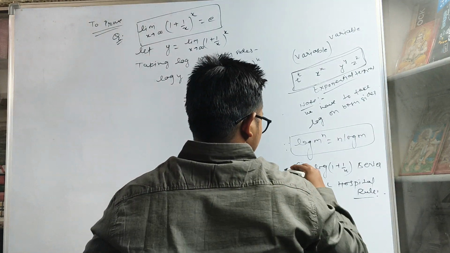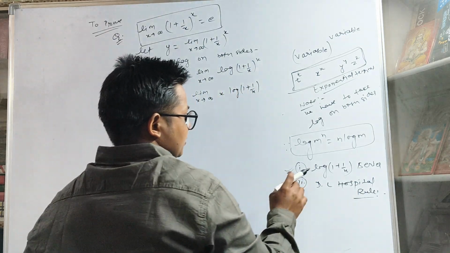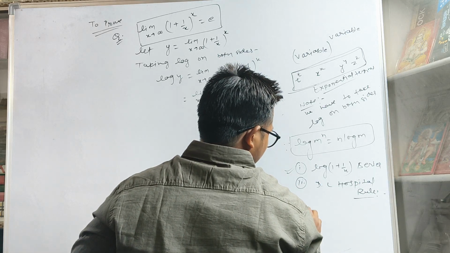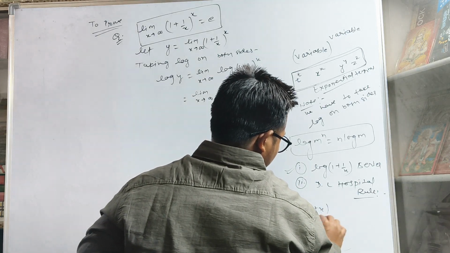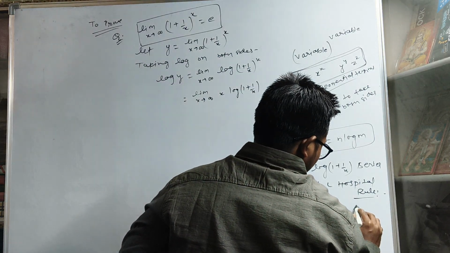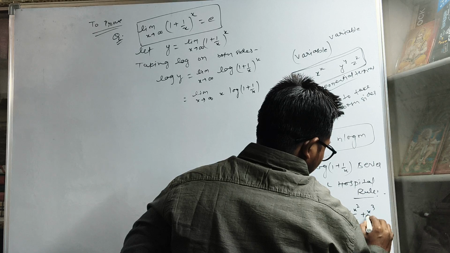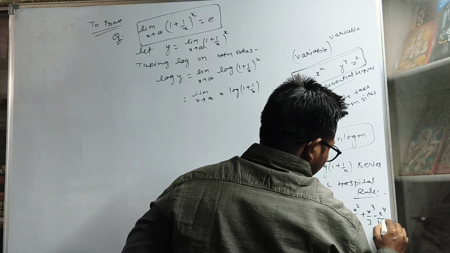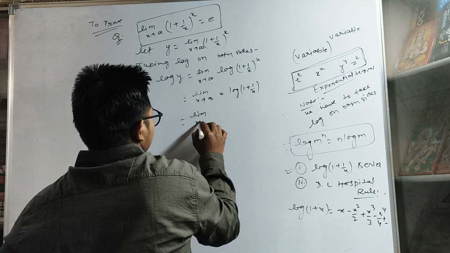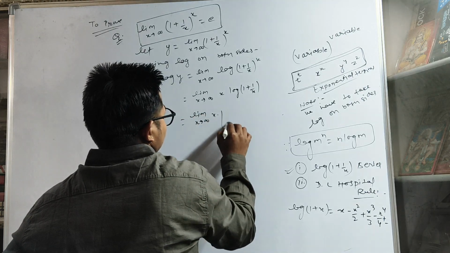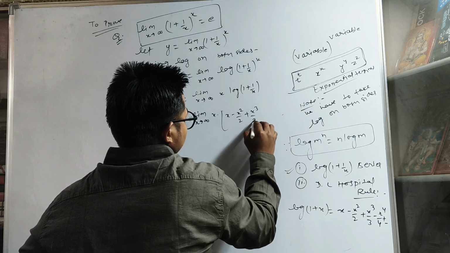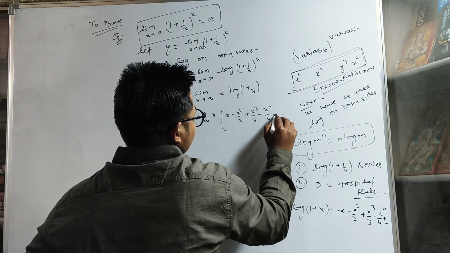So we can solve it in two ways. If you apply the first way, that means the log(1 plus x) series, what it will be: x minus x square by 2 plus x cube by 3 minus x to the power 4 by 4 plus and so on. Okay, so we can write here limit x tending to infinity x into (x minus x square by 2 plus x cube by 3 minus x to the power 4 by 4 plus and so on).